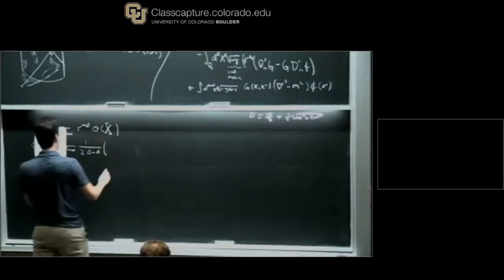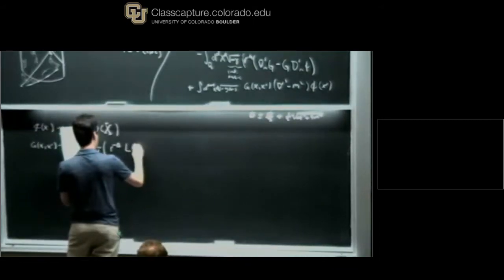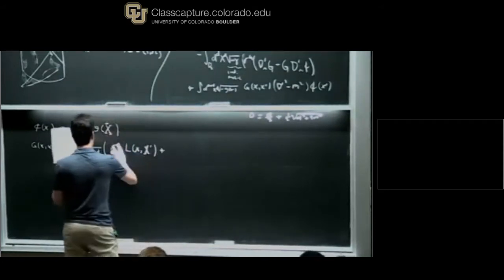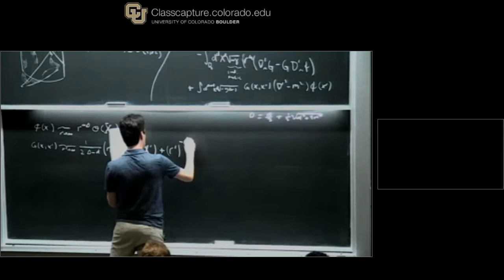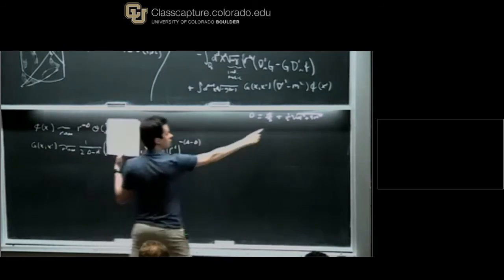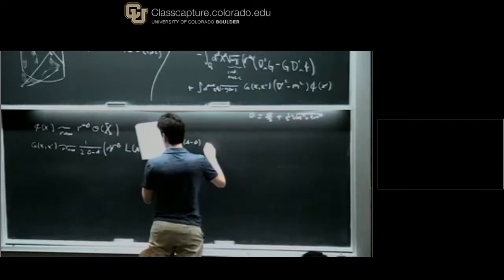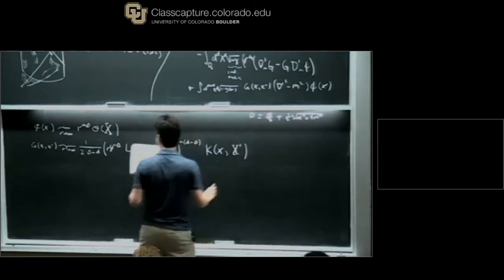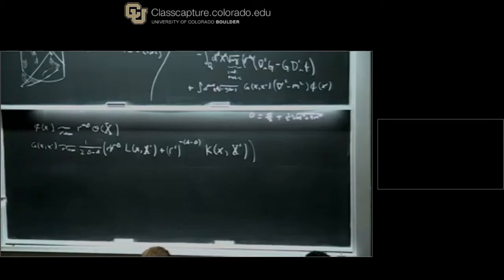And now there will be two parts. There will be a part which goes like r prime to the minus delta times some function L which depends on little x and also on big X prime. And then there will be a part that goes like r prime to the minus (d minus delta). d minus delta is just flipping the sign here. So that's the other asymptotic falloff that we found in the first lecture, times some function K of little x, big X prime. Again, this is just using the fact that this guy obeys the wave equation in x prime, and then using the asymptotic form of the solution.